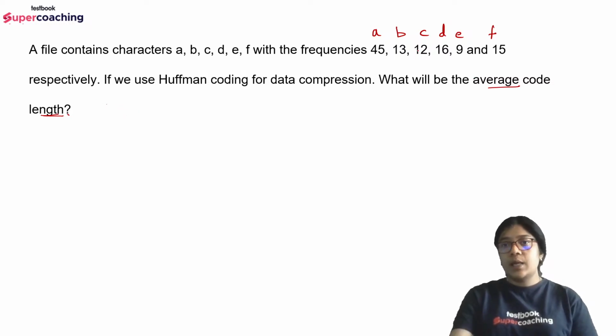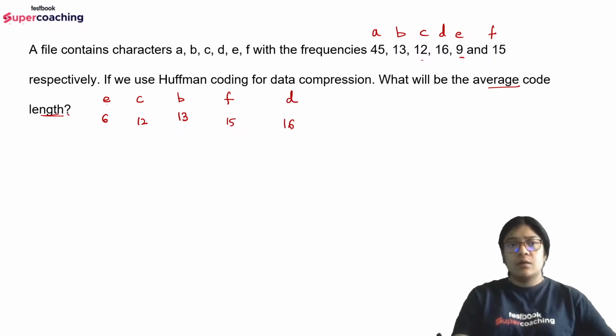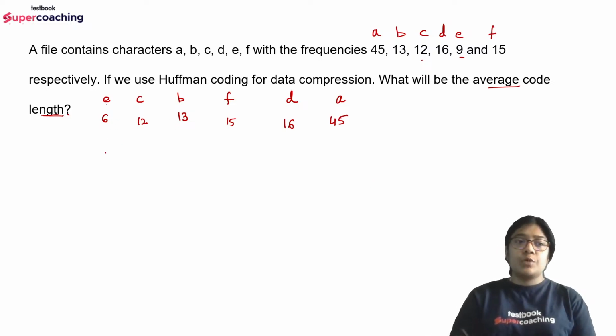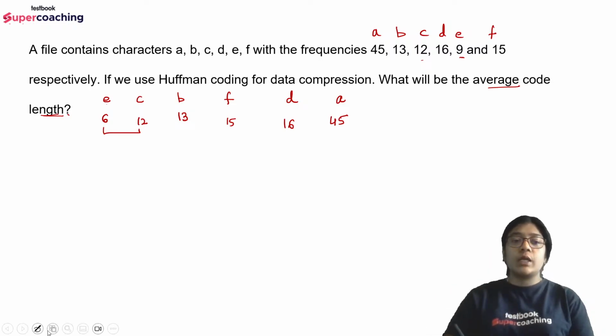Step 1, to make the min heap, arrange them. 9 for E, 12 for C. For B we are getting 13. Then for F, we are getting 15. For D, we are getting 16. And for A, we are getting 45. Now, this is step 1. We are going to create the min-heap tree. Now start taking the first two minimums. We will start from the two minimums, start from the leaf level, go to the leaf level.